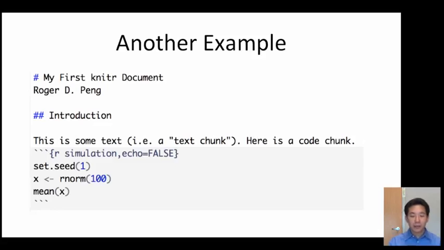So here's another example. I've got my first knitr document, and I have my name there as the author, and I start a section called the introduction. I say here's some text, here's a code chunk, and I name the code chunk simulation. And notice I added this option echo equals false.